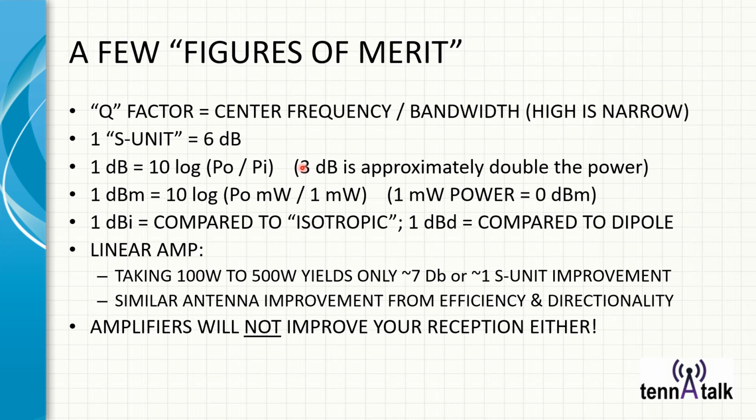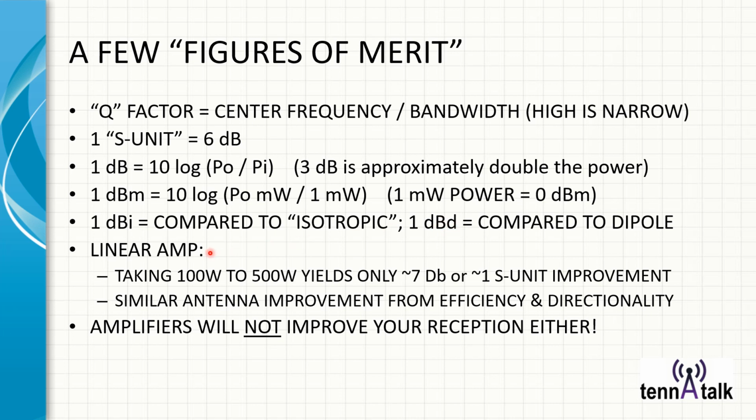You might see dBm and you might see dBi. Well, dBm is related to 1 milliwatt of input power. dBi is compared to isotropic. In the case of a perfect tiny point source light bulb, it sends out the same amount of power in all directions of a sphere. That's isotropic. Okay, dBd as compared to a dipole.